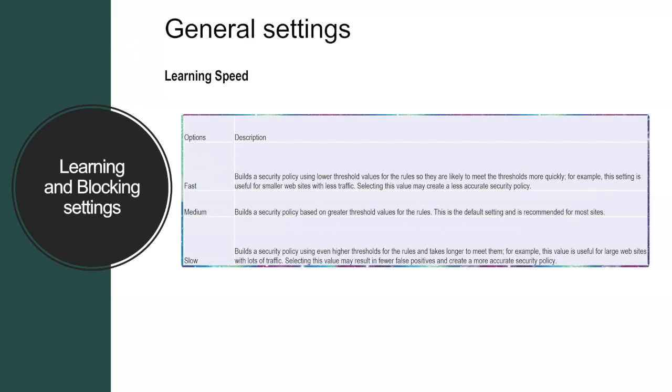Medium is the default setting and is recommended for most sites. So medium is a recommended baseline for the learning speed. Coming to slow, it is for when you have a larger website with a lot of traffic, and the recommendation would be slow. Whenever we select slow, it gives you very few false positives and creates a more accurate security policy. So slow is something which gives you an accurate security policy.